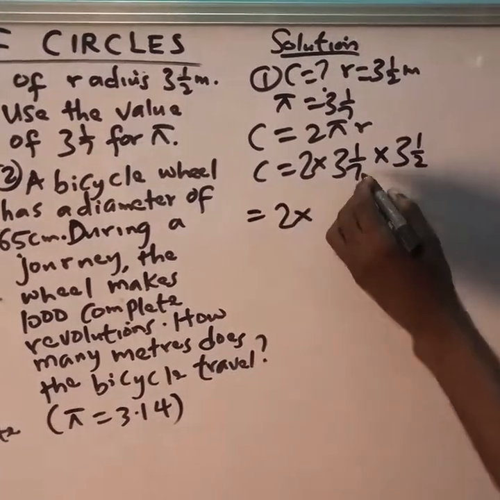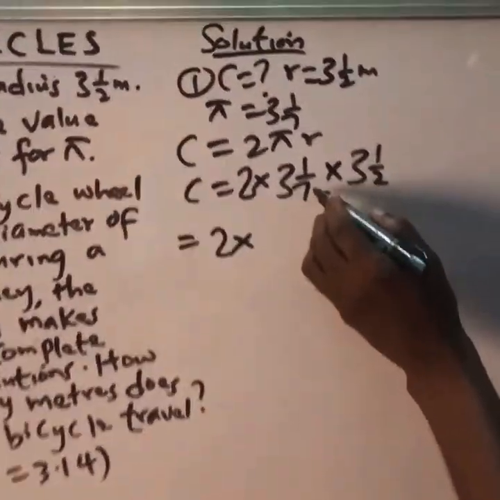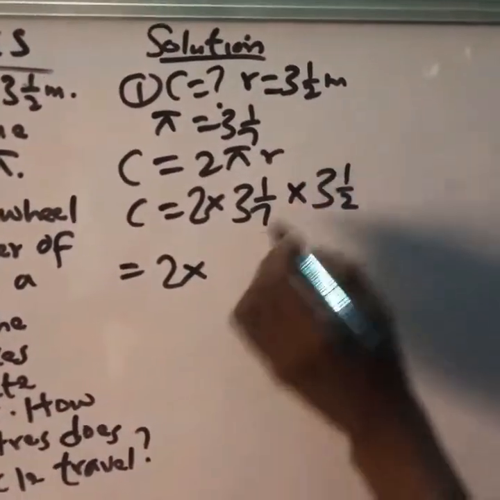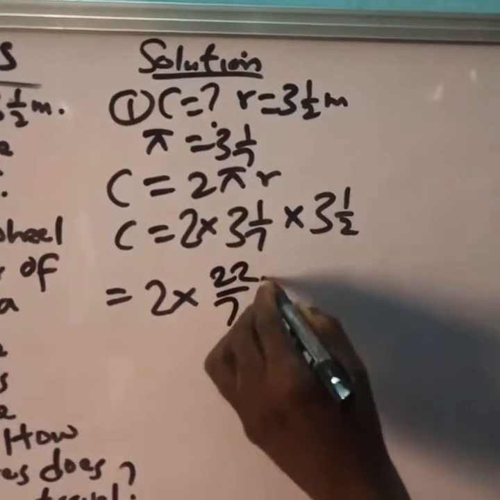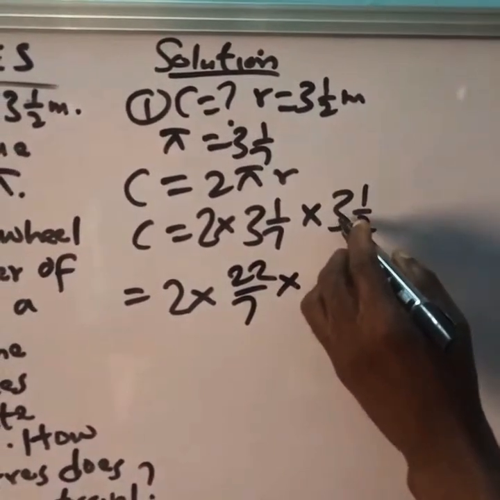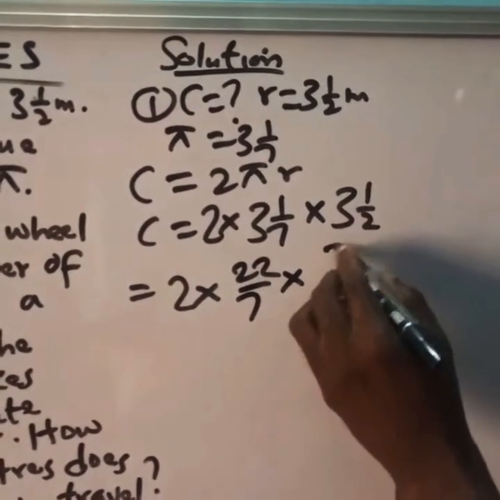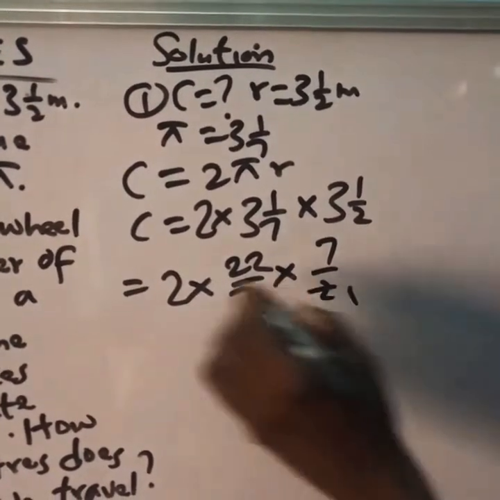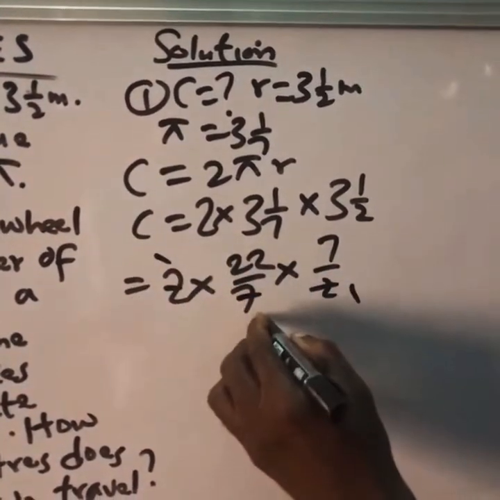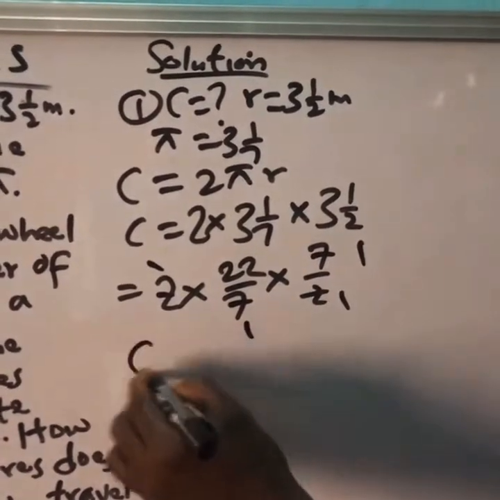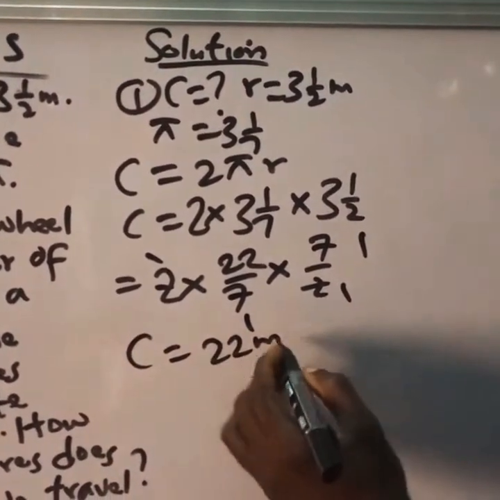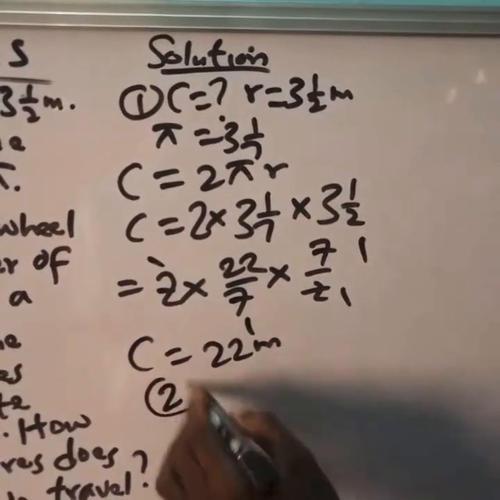This is 2 times, it changes to improper fraction. 7 times 3, 21, plus 1, 22/7, times 2 times 3, that's 6, plus 1, 7/2. 2 into 1, 2 into 1, 7 into 7 is 1, 7 into 7 is 1. So circumference is 22 meters. Don't forget your unit.